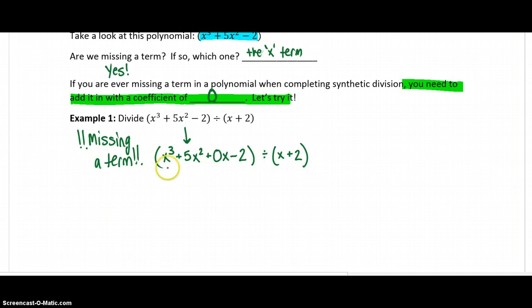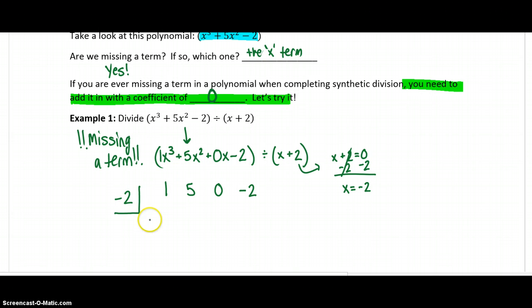So bring my coefficients down here. I've got a 1 right here, so 1, 5. I've got that 0, and then that negative 2. Alright, to figure out what I'm dividing by, what goes in that box, I set this equal to 0. x plus 2 equals 0. Subtract 2, subtract 2. So x equals negative 2. So I'm going to put a negative 2 out there. Draw my line, and then get started.